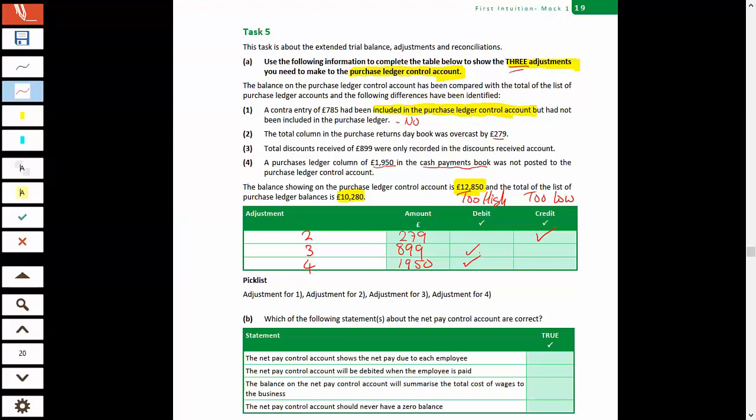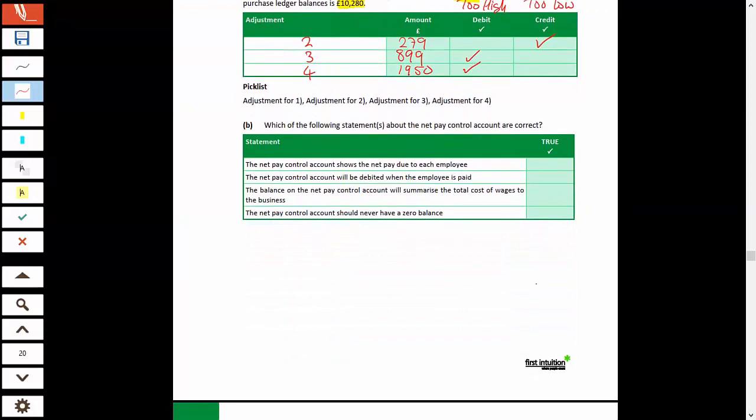It does sound a bit long-winded, and of course we're going through this at a steady pace, but once you start to understand the link between what a missed entry will do, or something that's been omitted or duplicated, you can put those links in place. The rest of the adjustments just fall under what is pretty practical bookkeeping that we've seen quite intimately up until this point. Okay, let's have a look at part B.